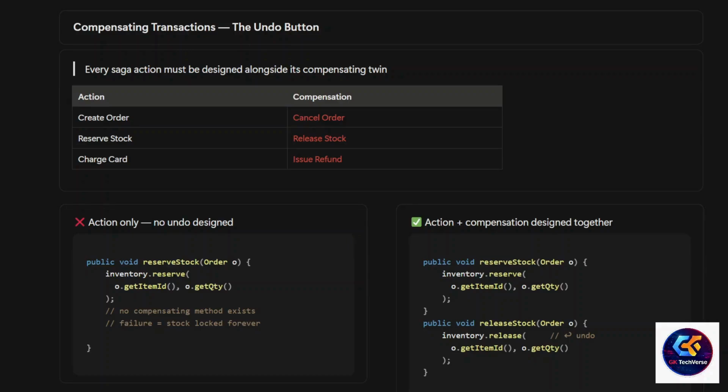Let's say payment already charged, you can issue a refund. Inventory reserved, you can release it. Order created, then cancel it. You are not erasing the history, you are writing a new chapter that corrects it. Every Saga step must be designed with the compensation from day one, not as an afterthought.